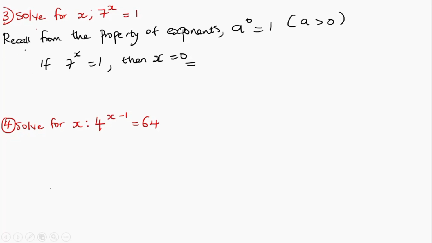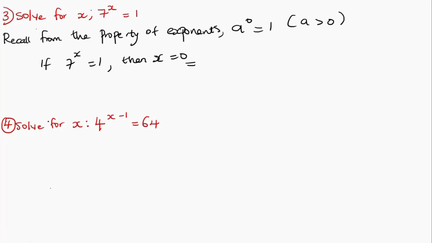Guys, let's simply take this one more time. We come from the property of exponents that any number raised to the power of 0 is equal to 1. And in order for us to be able to solve for x, if 7^x is equal to 1, then x is equal to 0 from this property, and that is how it is solved.